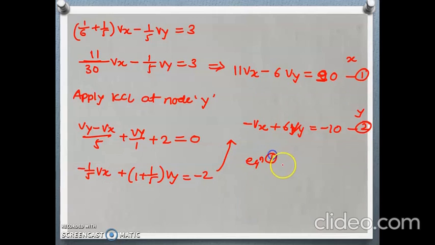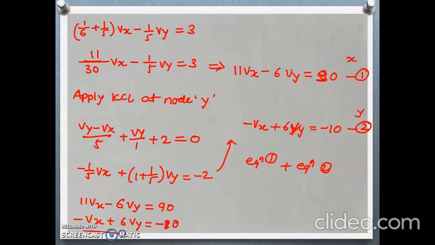Equation 1 plus equation 2. What will happen? This will be the sum: 11 Vx minus 6 Vy equals 90, minus Vx plus 6 Vy equals minus 10. Okay, minus 10. So sum this: the minus 6 and plus 6 will cancel. This 11 Vx minus Vx is nothing but 10 Vx equals 90 minus 10, which is 80.